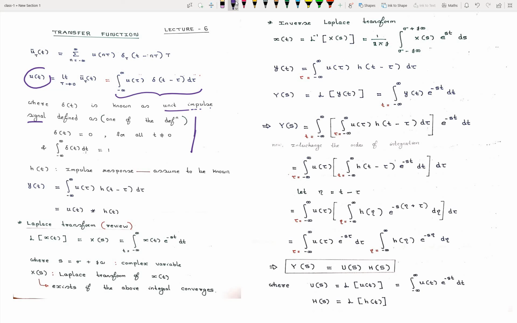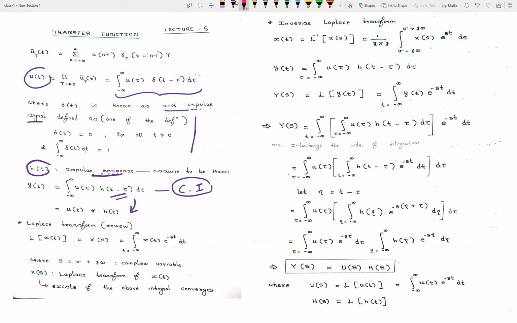For this delta(t), the response is known as h(t), the impulse response. And for the input u(t), the response y(t) is integral from minus infinity to infinity u(tau) h(t minus tau) d tau. This is known as the convolution integral. The detailed derivation I already included in the last video. The same thing I can also write as u(t) convolution h(t). So in this video we'll focus on derivation of the transfer function.